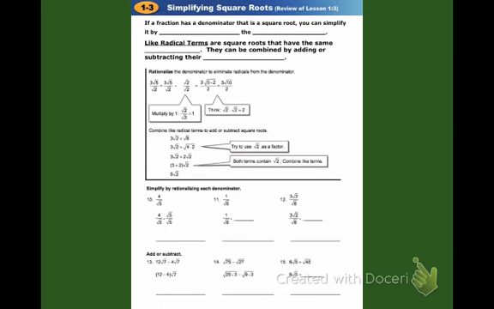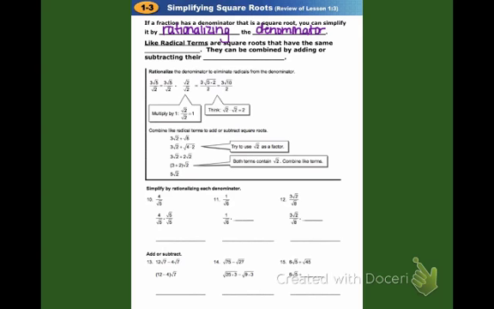Okay, so what about if you have a fraction and its denominator is a square root? If a fraction has a denominator that is a square root, you can simplify by what's called rationalizing the denominator. Rationalizing the denominator is where you find a way to remove the radical from a denominator.